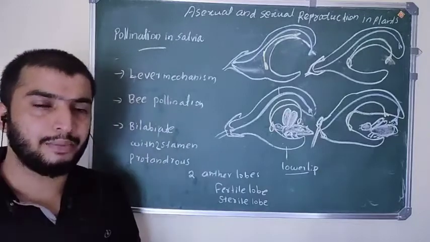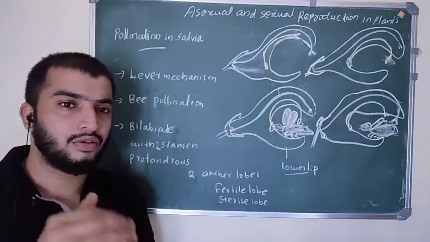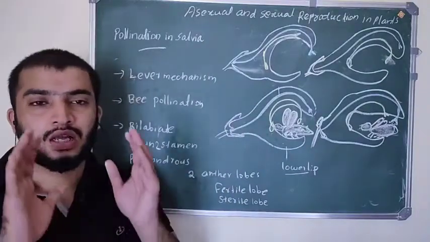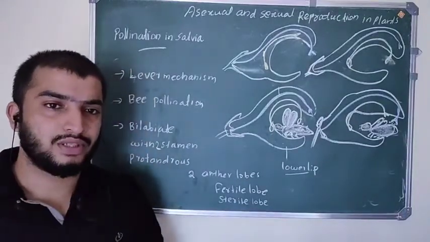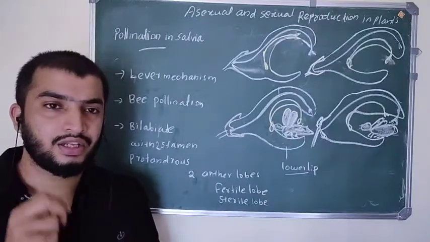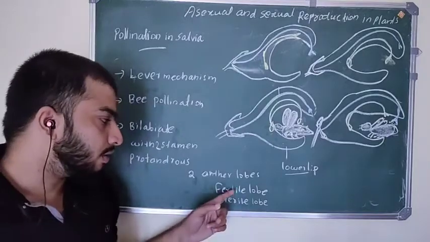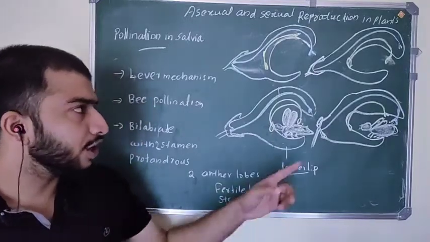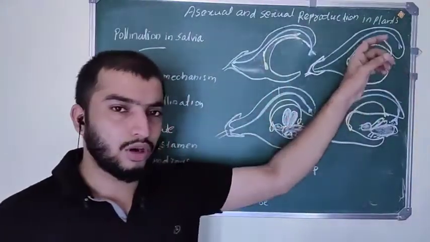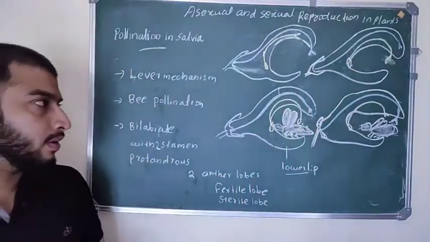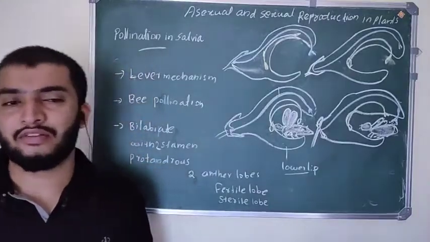The salvia flower is bilabiate, which has an upper lip and a lower lip, and the salvia flower is protandrous, which means the anther of this flower matures first. It has two stamens, and each anther of these stamens has two lobes, a fertile lobe and a sterile lobe: the upper fertile lobe and the lower sterile lobe. The fertile lobe has pollen grains, the sterile lobe has nothing. Then how does this lever mechanism work in the salvia flower?